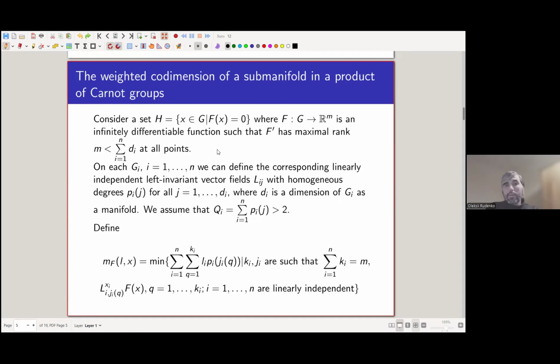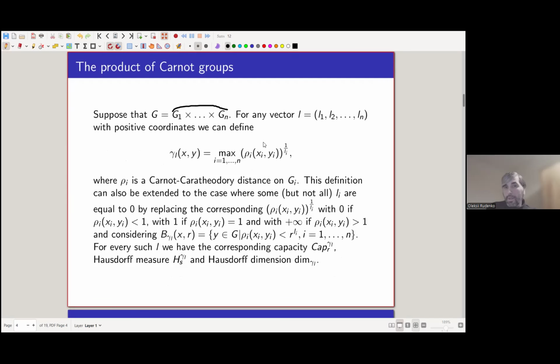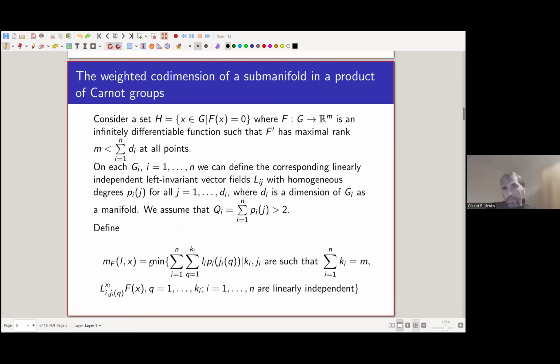Yeah, and now I want to have some definitions. So the first thing I will do is tell you something about Hausdorff dimension and measures of smooth manifolds in this product of groups with regard to this distance. For this, I will need the so-called codimension. In fact, you will see that if I call it codimension, then the name is reasonable. You will see it later.